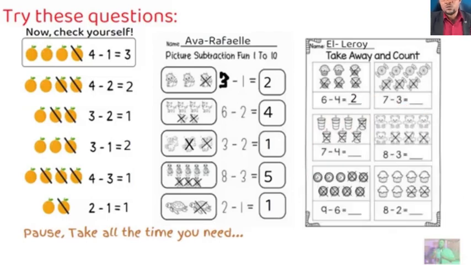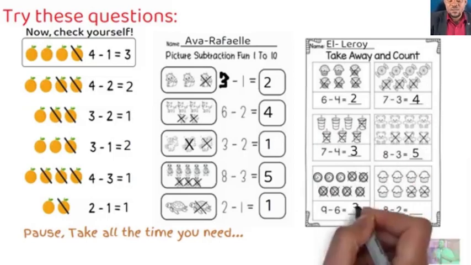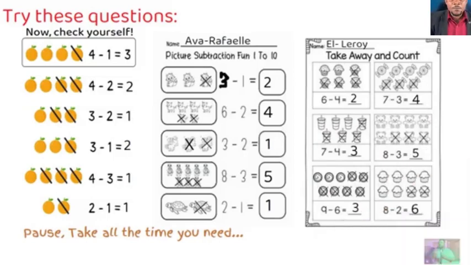Subtraction is a takeaway. So you have 2 left there, you have 4 left, you have 3 left here, you have 5 left there, you have 3 left here, and then you have 6 left here. So basically the concept of subtraction is to take away. Alright?